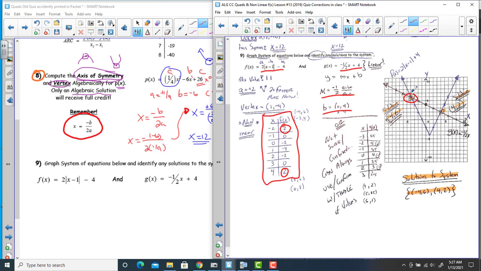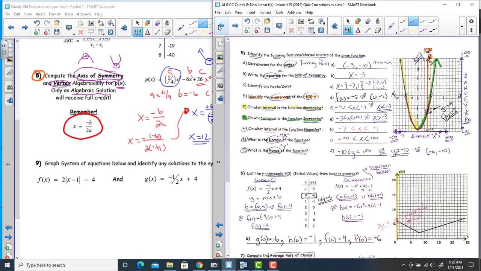The solution to a system is where the functions intersect. In this instance, there could have been one solution, two solutions, or if the linear never hit the quadratic, there could have been no solutions. Ladies and gentlemen, this is the quiz that is reviewing much of what we've done throughout our non-linear introduction, our quadratic and absolute value unit.